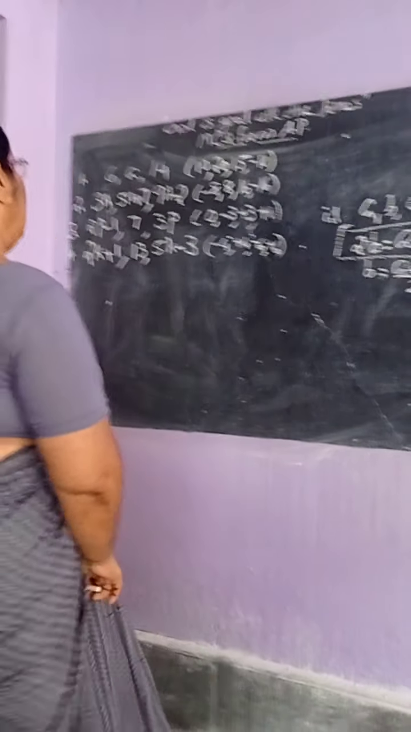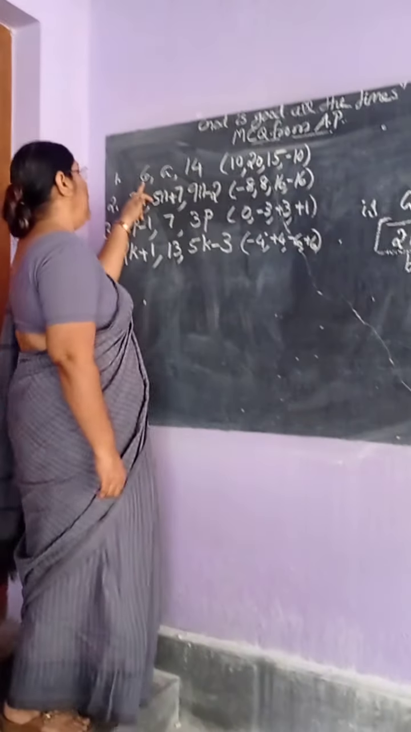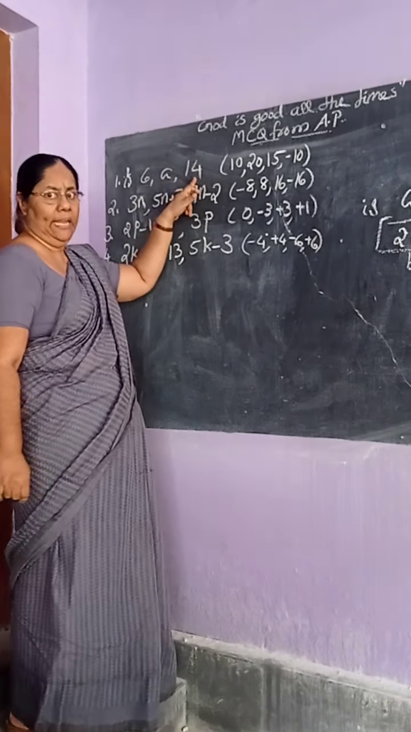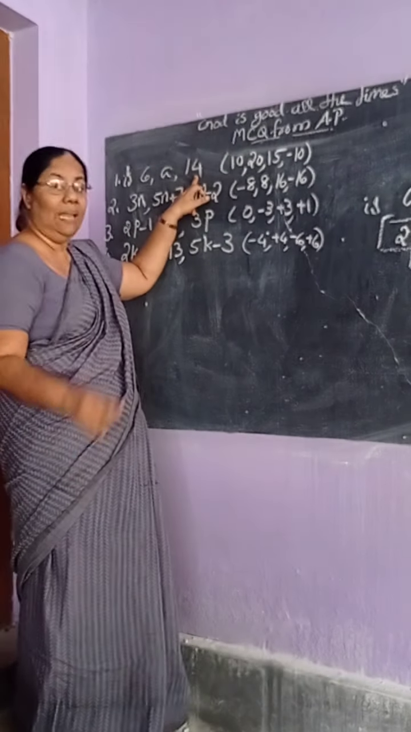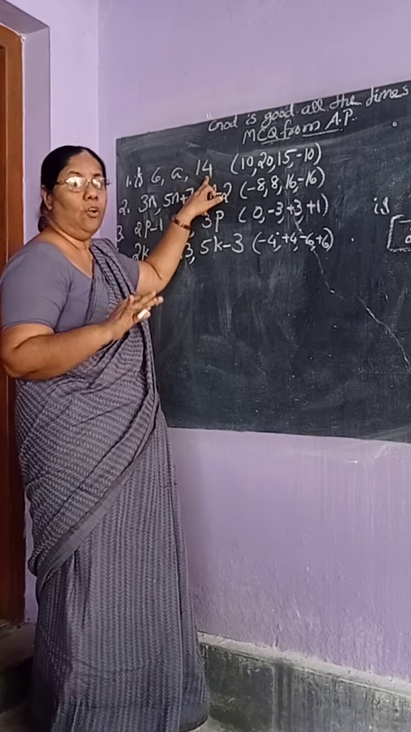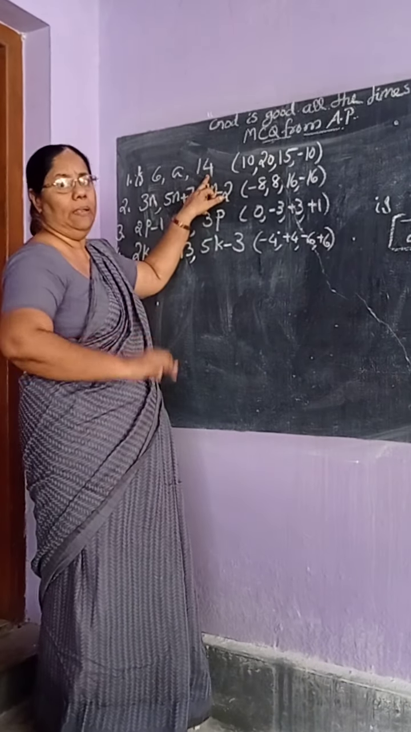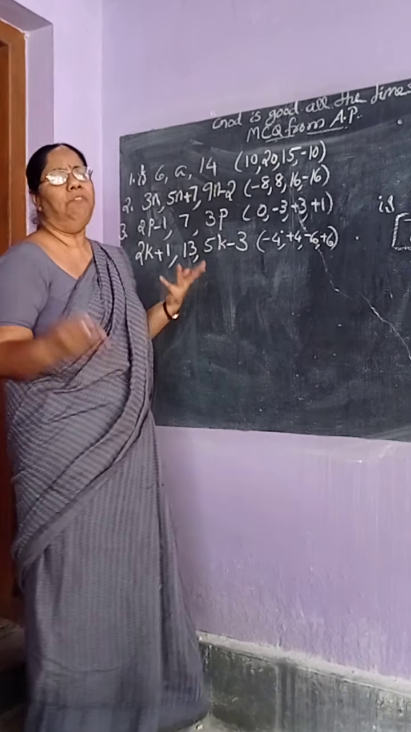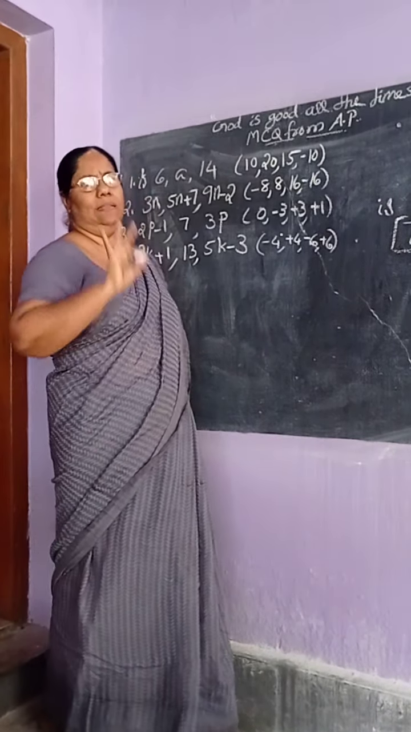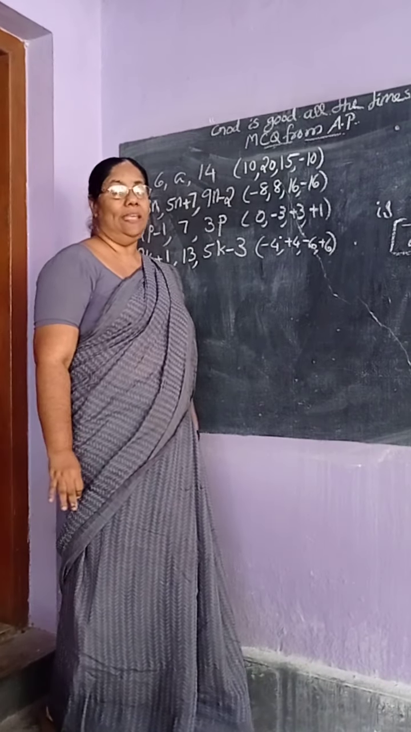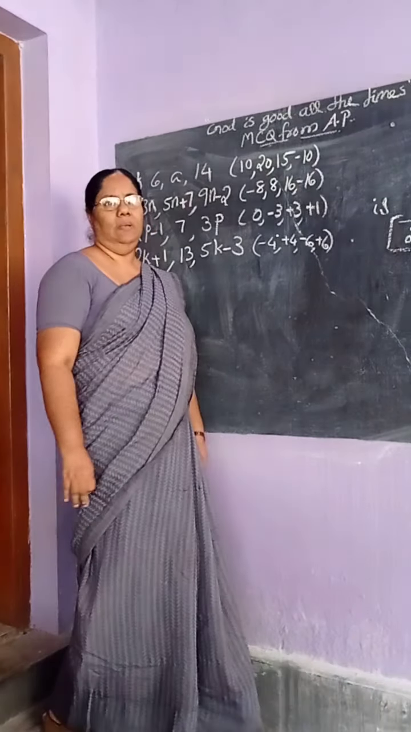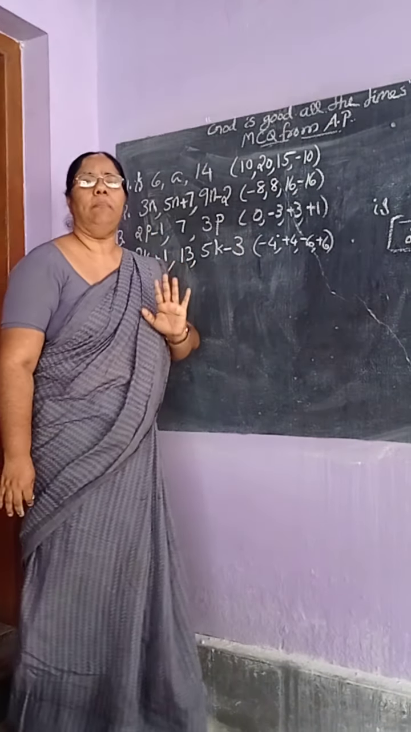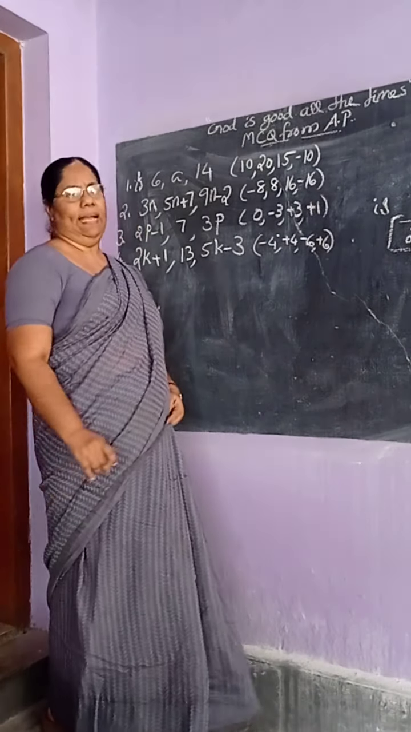Okay, copy the first question. If 6, a, 14 are three consecutive terms of an AP, then find the value of a. In MCQ questions of that type, four options are given. Our aim is to pick the correct answer.